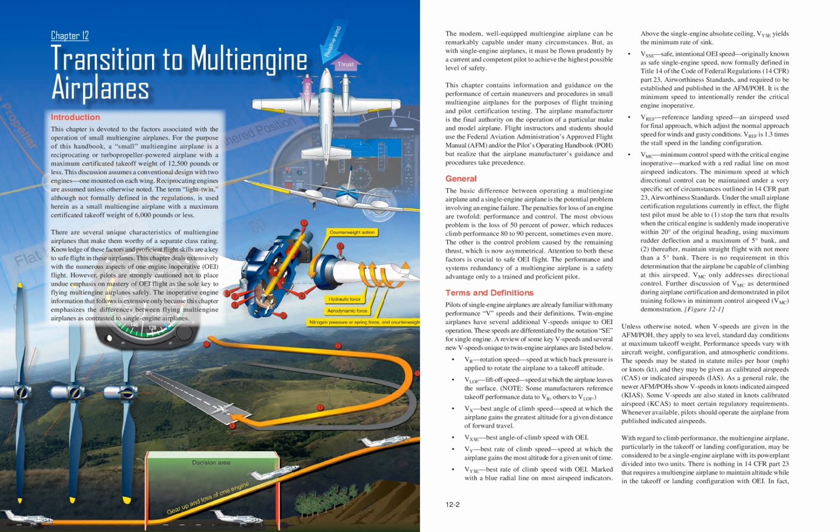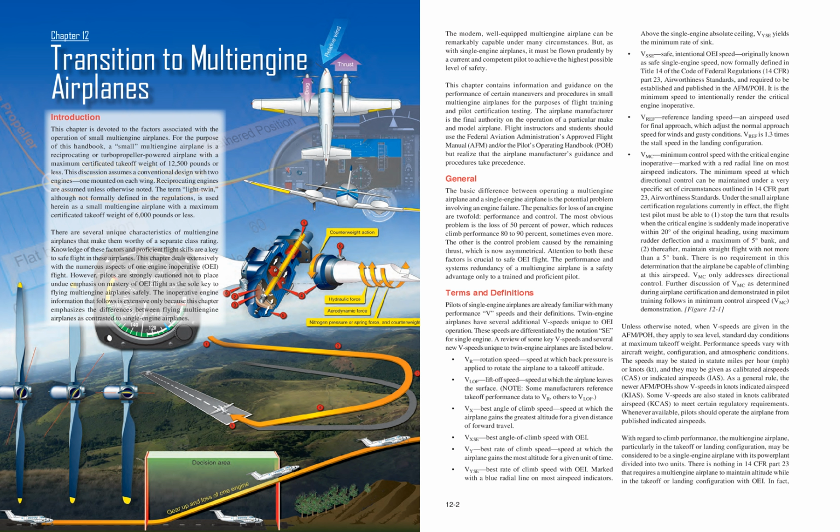Chapter 12. Transition to multi-engine airplanes. Introduction. This chapter is devoted to the factors associated with the operation of small multi-engine airplanes. For the purpose of this handbook, a small multi-engine airplane is a reciprocating or turbopropeller-powered airplane with a maximum certificated takeoff weight of 12,500 pounds or less.